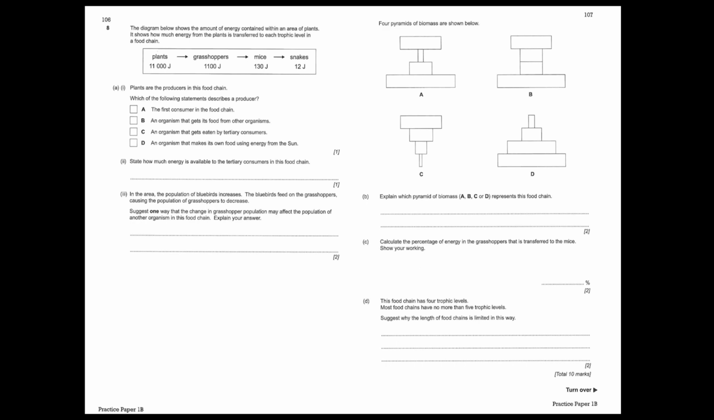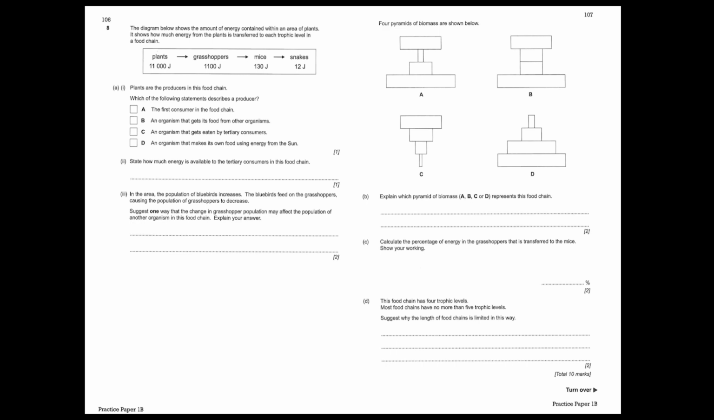Okay, so question 8 is our dive into ecology. The diagram shows the amount of energy contained within an area of plants and how much of that energy is transferred to each trophic level within the food chain. Plants are the producers. Which of the following statements describes a producer? The first consumer in a food chain. Well, producer and consumer are 2 different things.